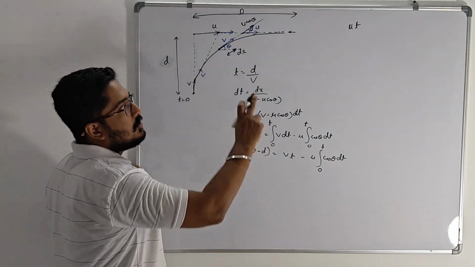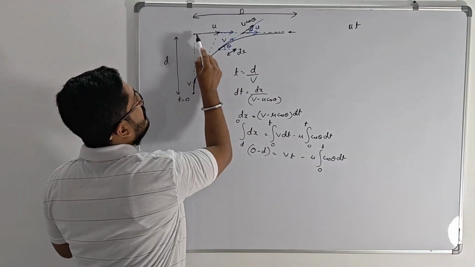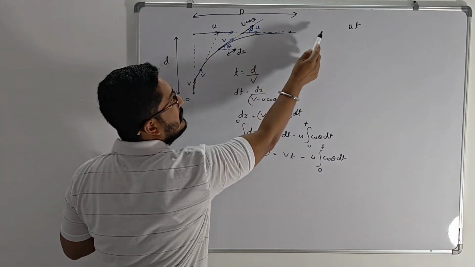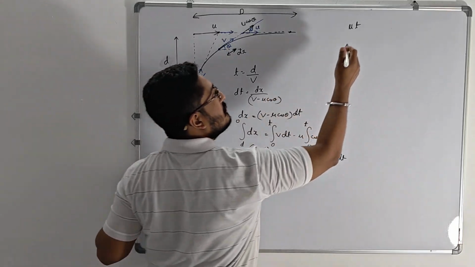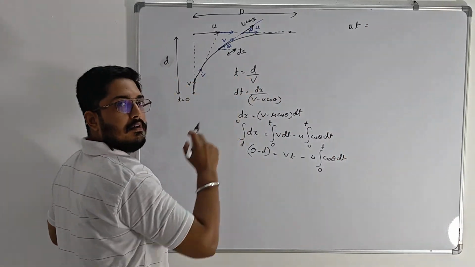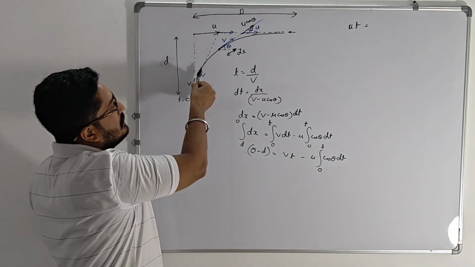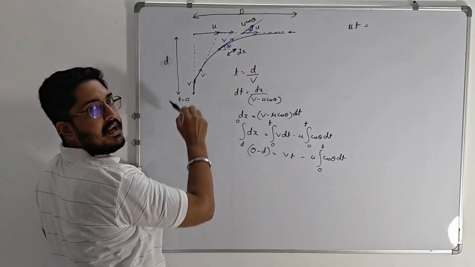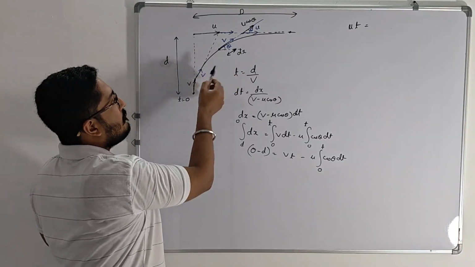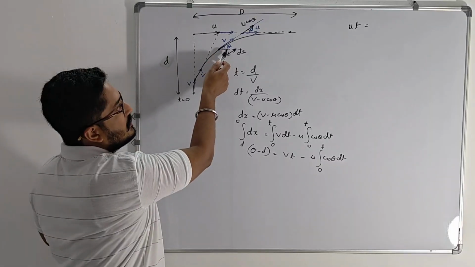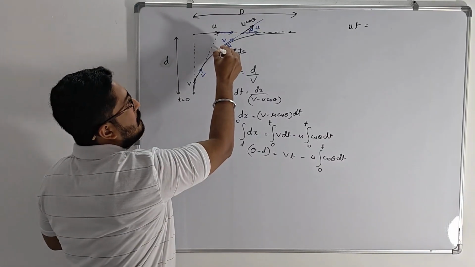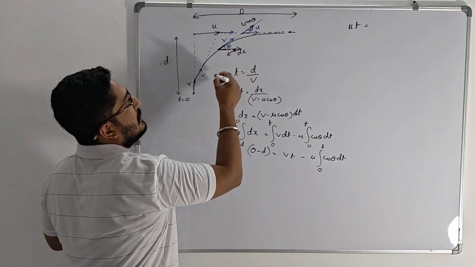So u into t is the distance covered by the cat in t amount of time horizontally. The same distance should also be covered by the dog. But the problem with the dog is that its velocity is continuously changing its direction. So which component of my velocity v is responsible for horizontal motion? v cos theta. I can take a component of my velocity v in this direction.